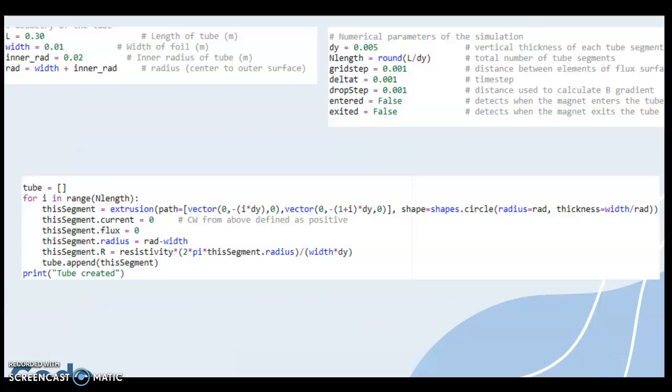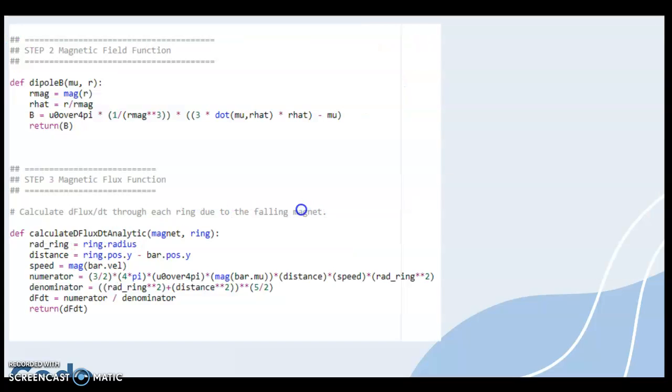So first we create the tube of aluminum foil with the length of the tube in meters, the width of the foil in meters, the inner radius of the tube in meters, and the radius from the center to the outside surface. We then create the tube of aluminum foil as a series of rings stacked along the y-axis. The y-axis is perpendicular to the plane of each ring, and it passes through the center of the ring.